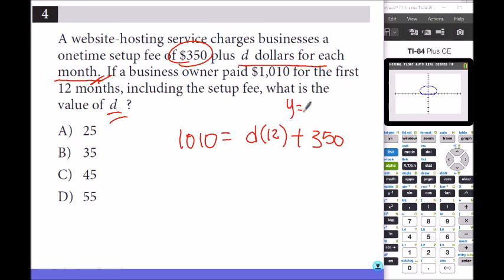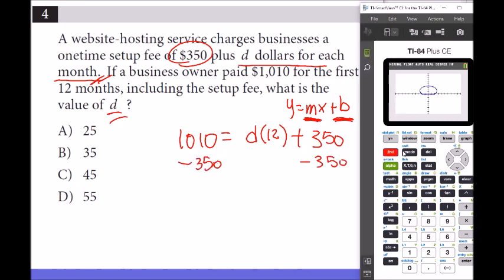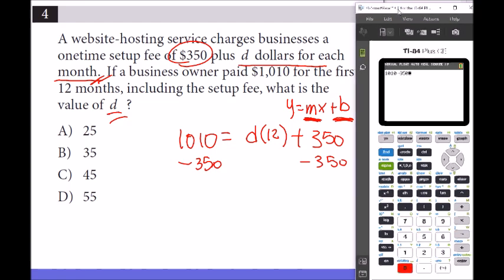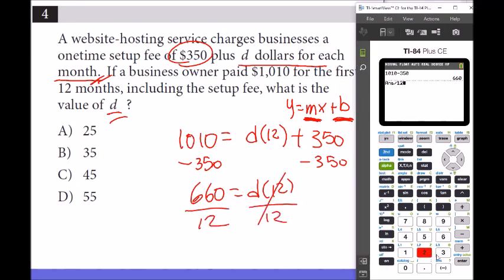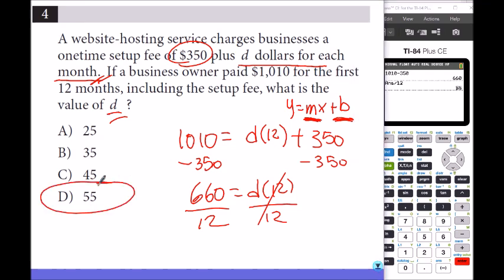This is y equals mx plus b, where b is the flat fee, the y-intercept, and m is the rate of change, the price for each month. So subtract 350 from both sides. We get 1,010 minus 350, $660 equals D times 12. So now divide by 12 to get D. So you get 55. D is $55 a month.